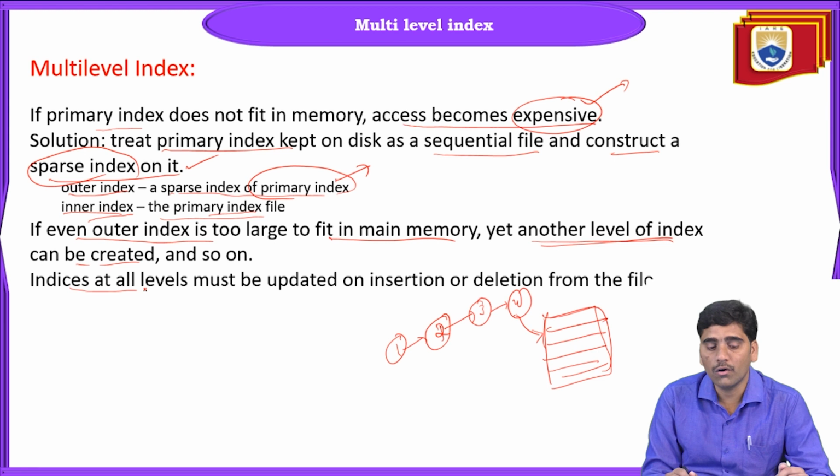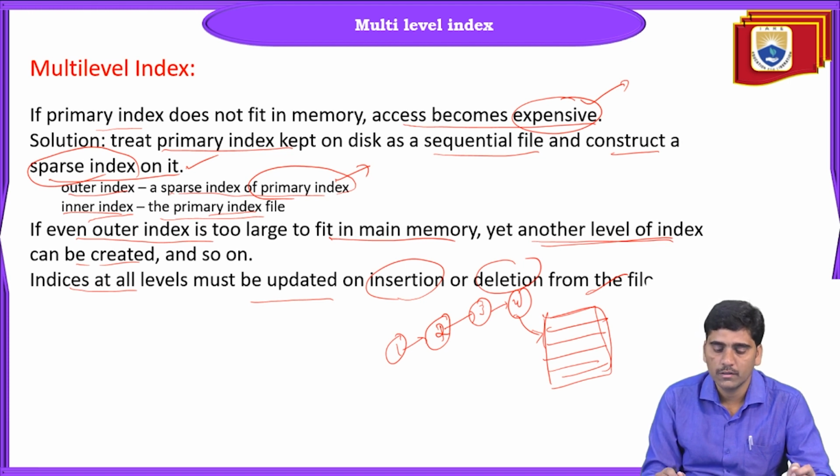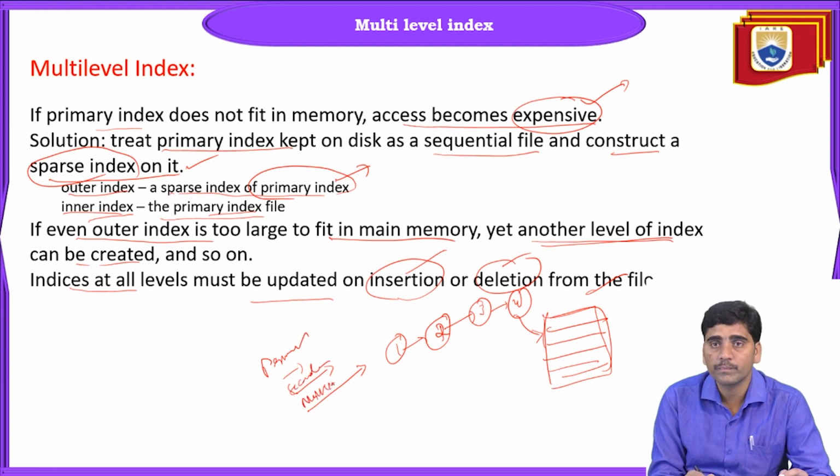Indices at all levels must be updated on insertion or deletion from the file. So on insertion as well as deletion from a file, those levels have to be updated. The primary level has to be updated, the secondary level also, and the multi-level also. By updating all these levels, it becomes more expensive.